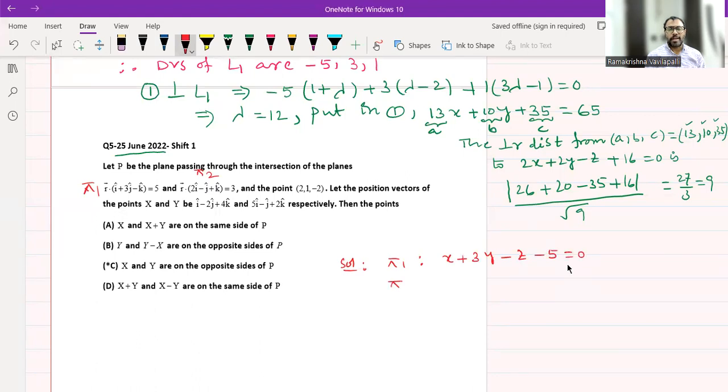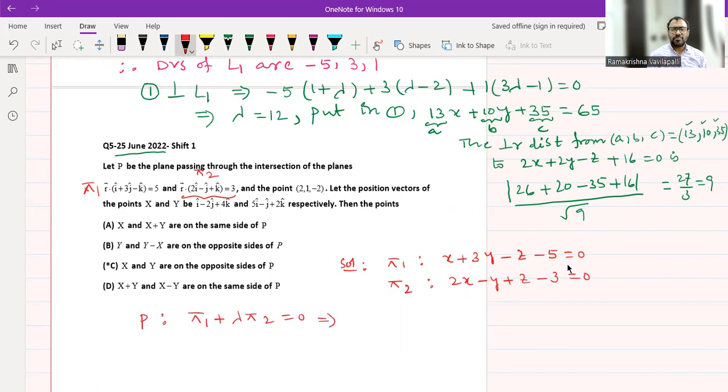What is plane 2? Plane 2 is, here you see, r bar is xi plus yj plus zk. So here 2x minus y plus z, only the dot product of vectors, minus 3 equal to 0. Now, what is the plane containing, or passing through, the intersection of these two? So the equation of the plane is pi 1 plus lambda pi 2 equal to 0.